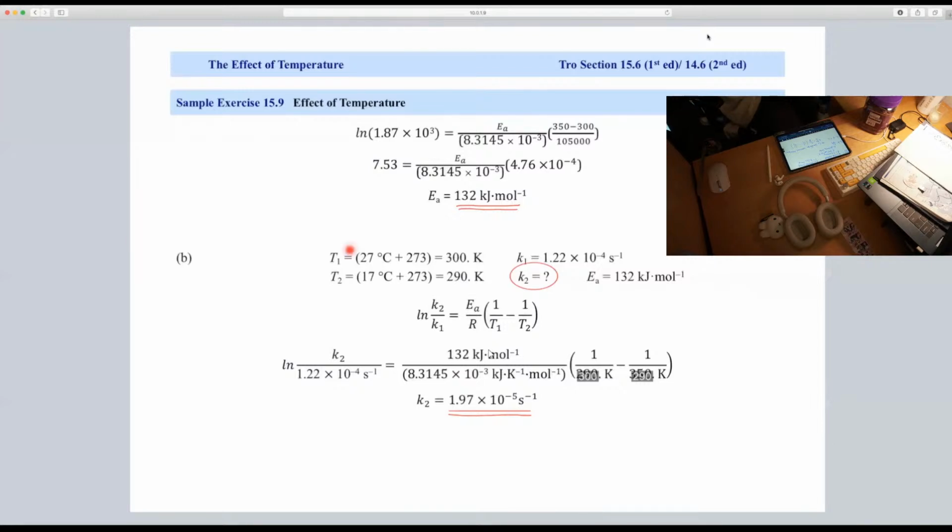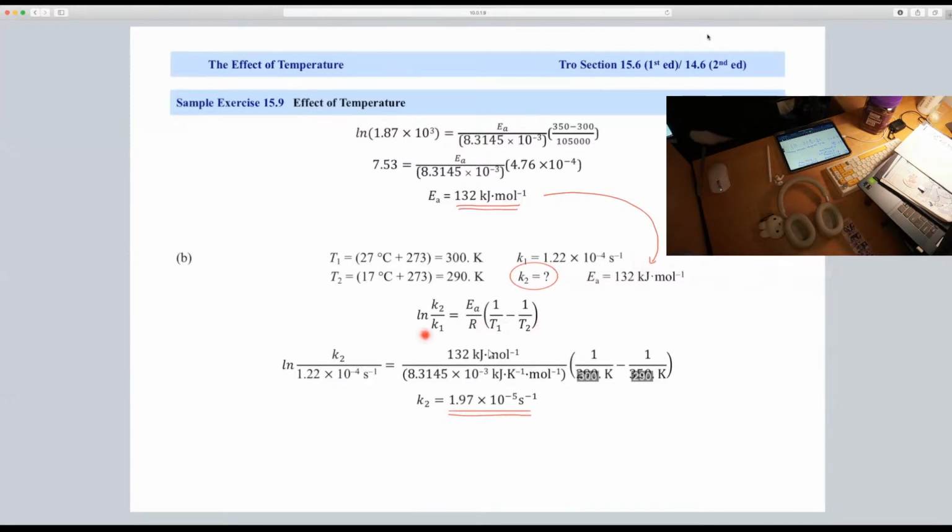I'm going to say T1 is my initial temperature, which is 300 K, and I know the rate constant for that is 1.22 times 10 to the 4. Now T2 will be the value that I want to figure out, which is 17 plus 273, which is 290 K. We need to figure out what the rate constant is at this temperature. But in order to figure this out, I already know that the activation energy is 130 kilojoules per mole.